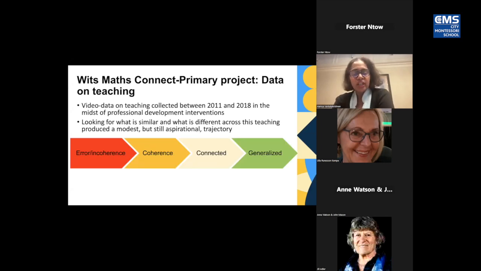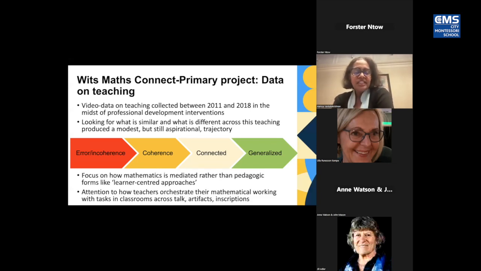Was a trajectory that we built, a broad trajectory, in which teaching that contained errors or incoherence, we were trying to support to move into coherence. And teaching that was starting to look coherent but not connected, we were trying to move into connected teaching. And as teaching started to get more connected, we wanted to build those connections into more powerful generalities, more generalized ways of thinking about what powerful mathematics teaching could look like.